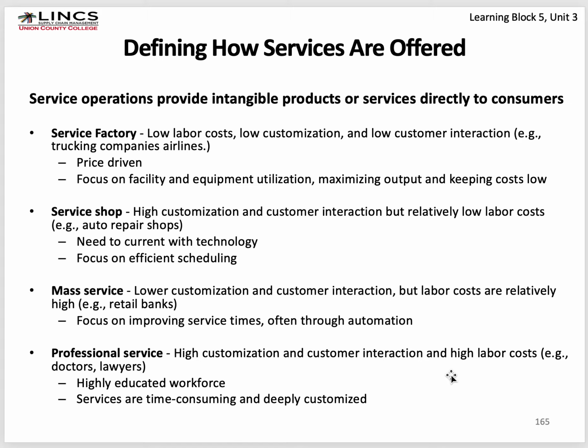Mass service: low customization and customer interaction, but labor costs are relatively high. So retail banks focus on improving service times, oftentimes through automation. What have banks gone to? ATMs. ATMs are not cheap, but over time they're less expensive than people, because once you pay off the ATM, it's just a workhorse for you.